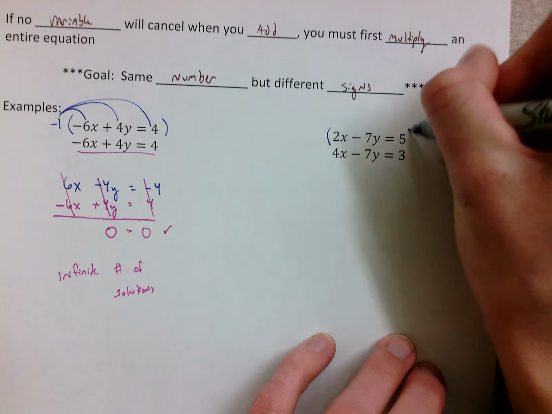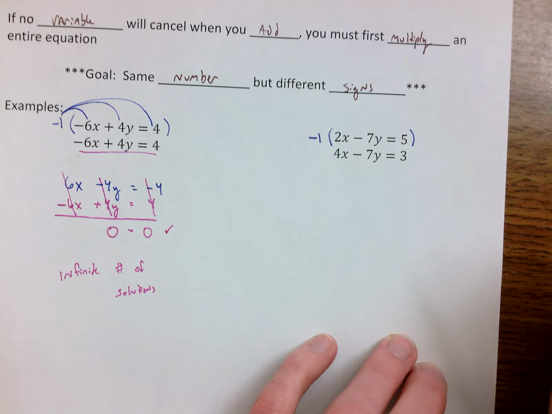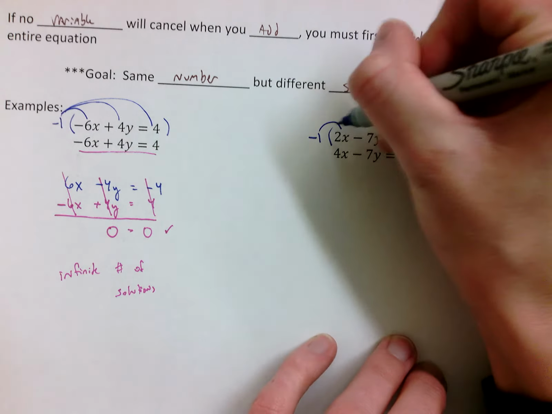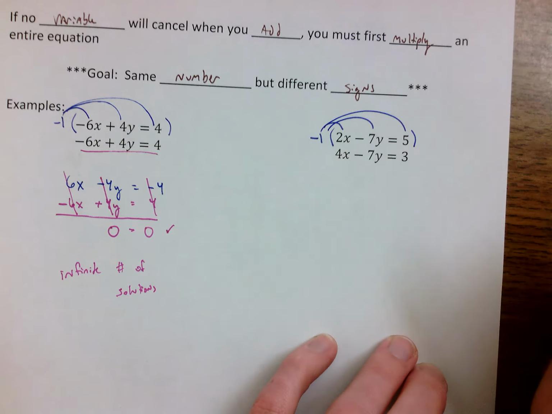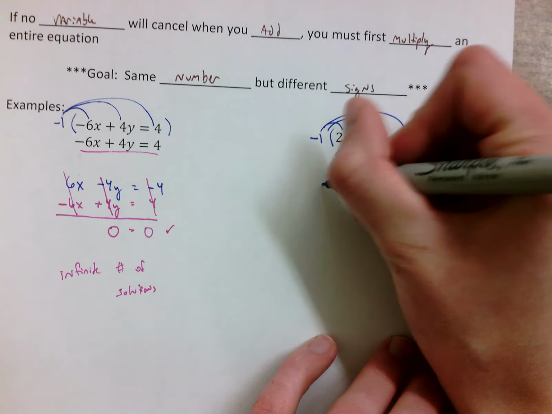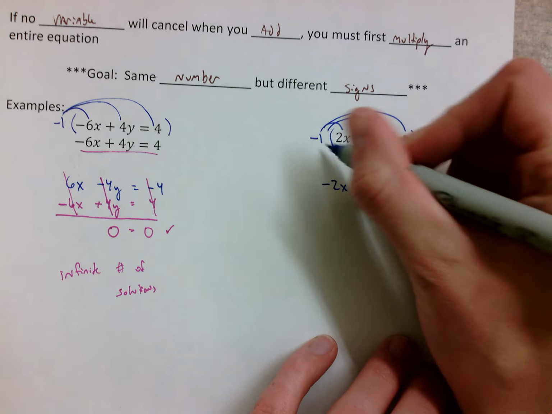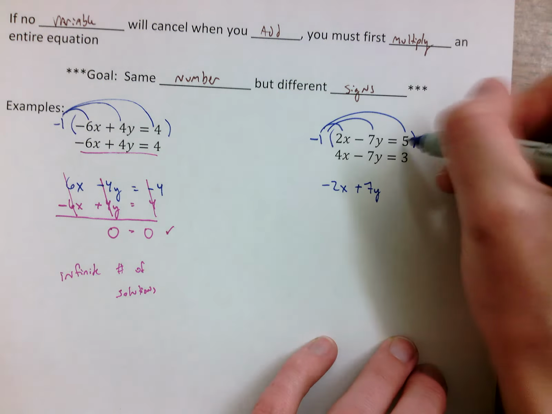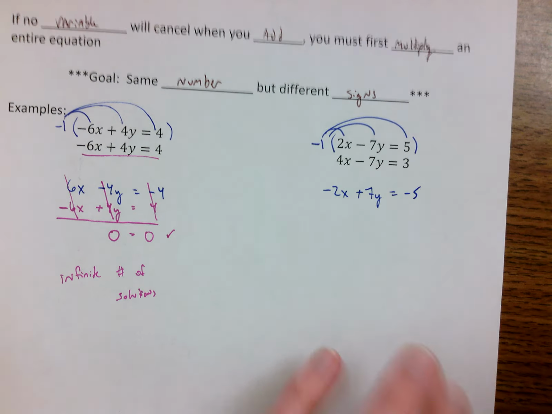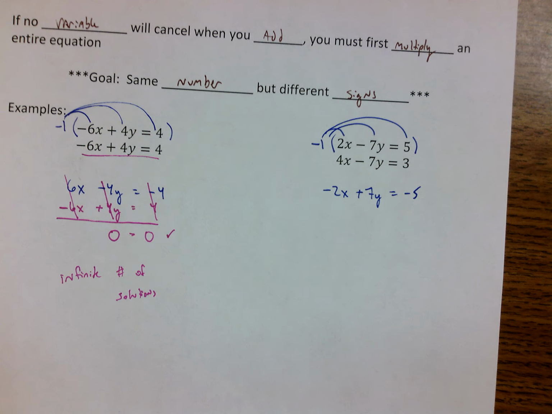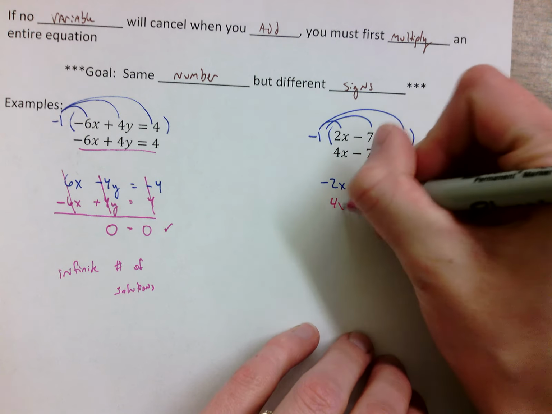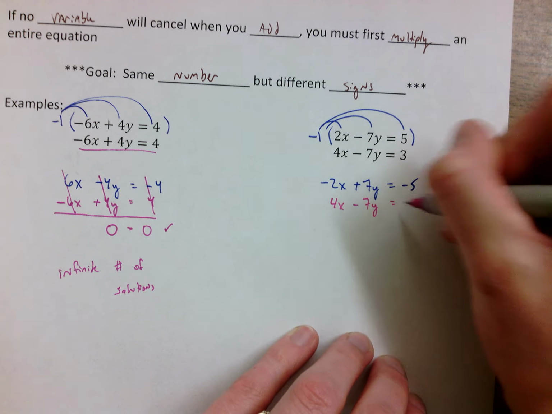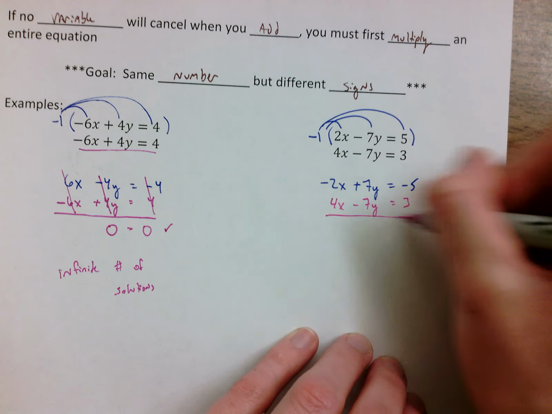So I'm going to do the same thing. I'm going to multiply one of these two equations by -1. So I'm going to distribute here. -1 times 2x will be -2x. -1 times -7 will be +7y. And then -1 times 5 will be -5. Again, all that happened is I just changed the signs of all those numbers. I'm going to recopy the second equation below it, just so everything's nice and lined up.